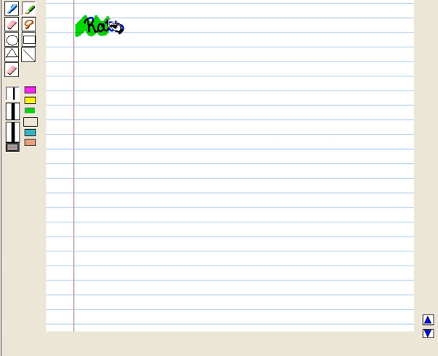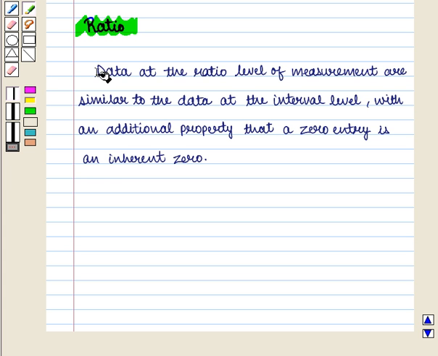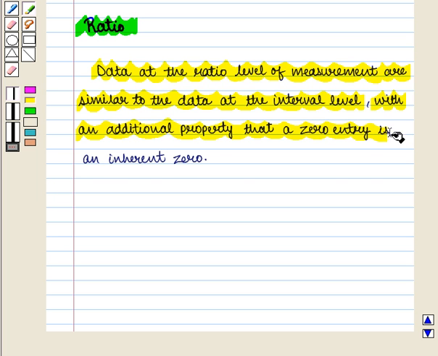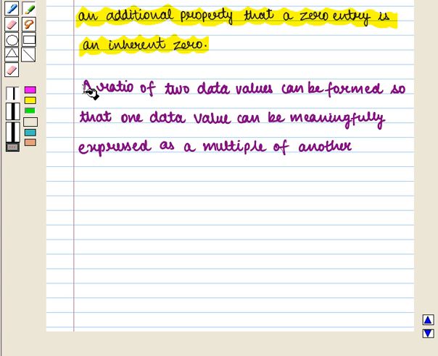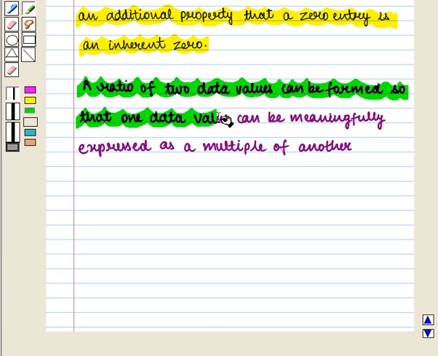And lastly, we have ratio. Data at the ratio level of measurement are similar to the data at the interval level, with an additional property that a zero entry is an inherent zero. A ratio of two data values can be formed so that one data value can be meaningfully expressed as a multiple of another.